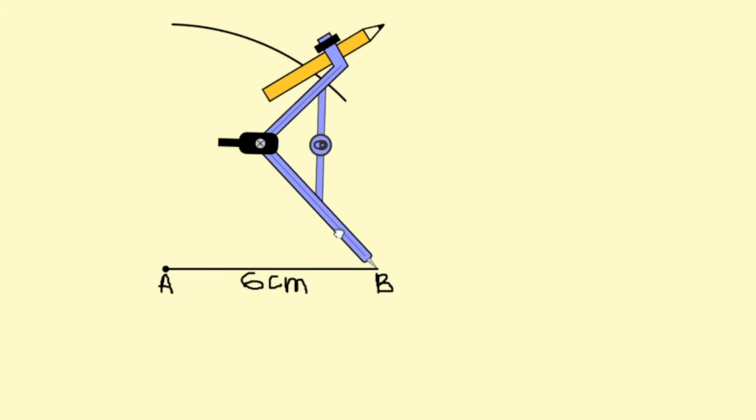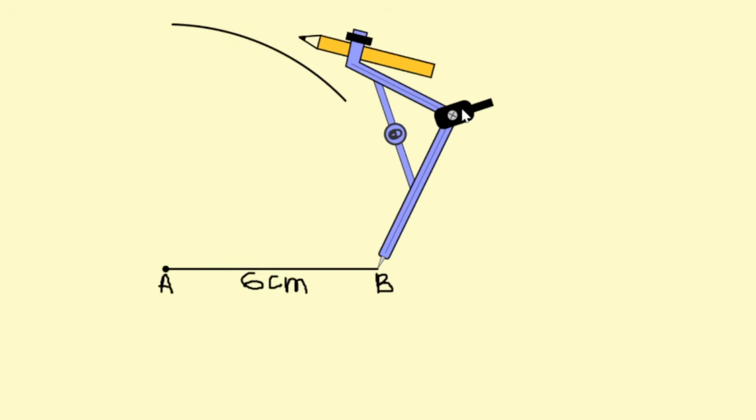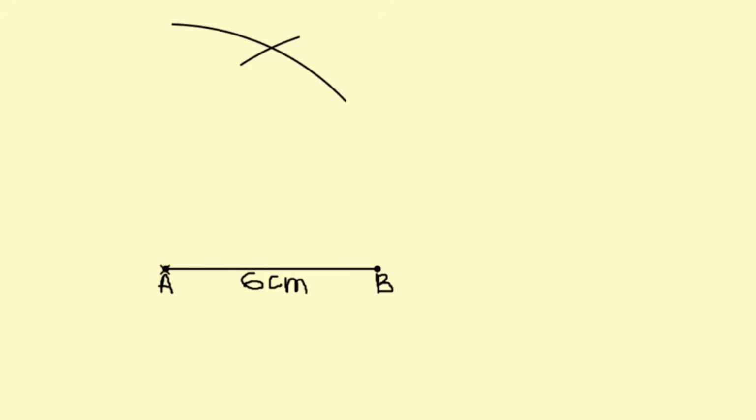Now from B, let us join this, and this point we will take as C. A to C is 7 centimeter, and also BC is 7 centimeter.